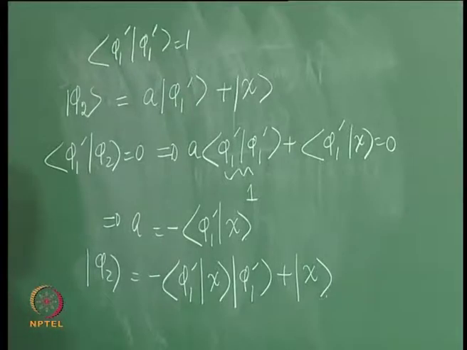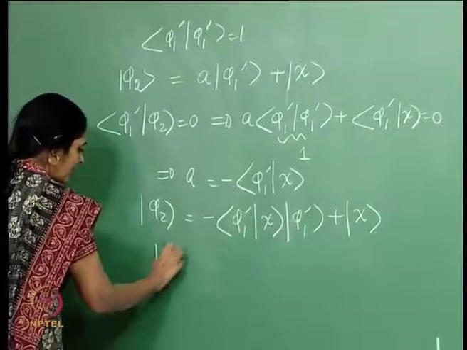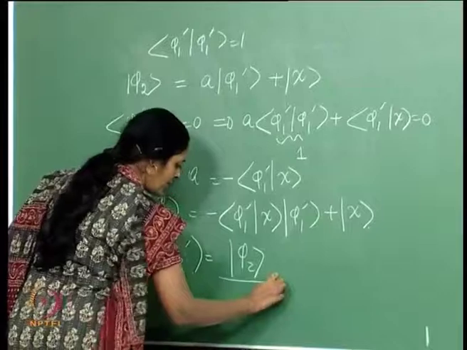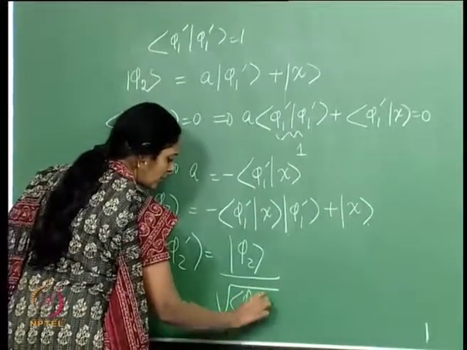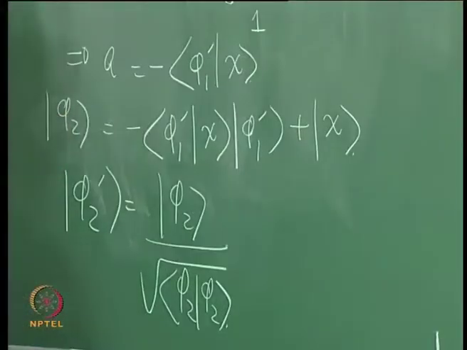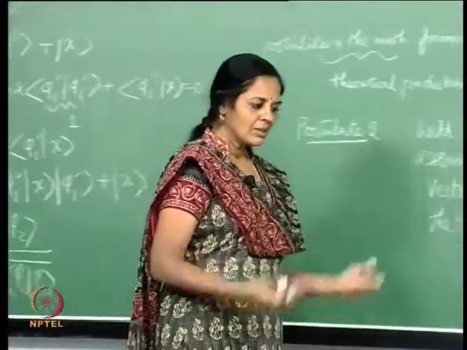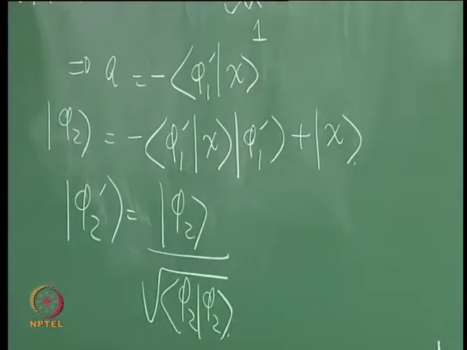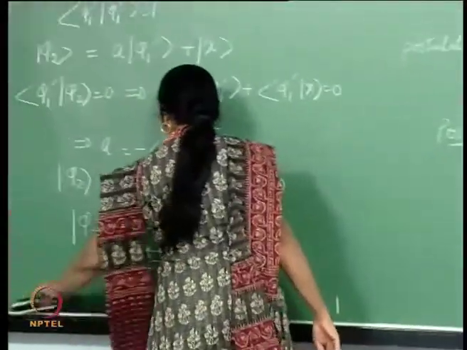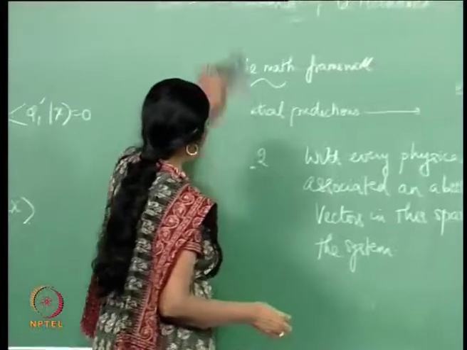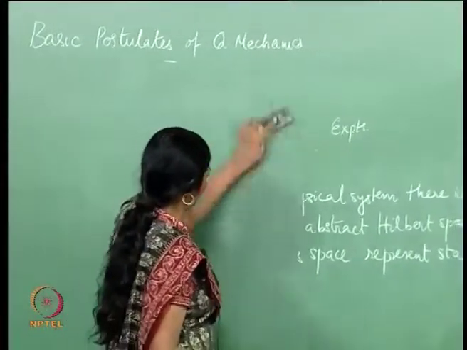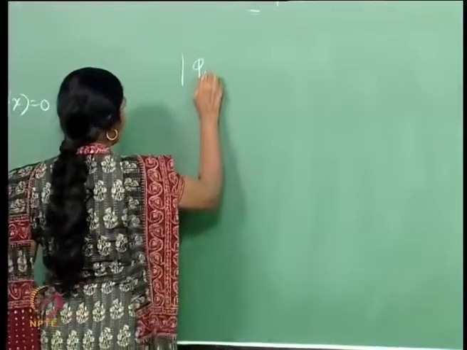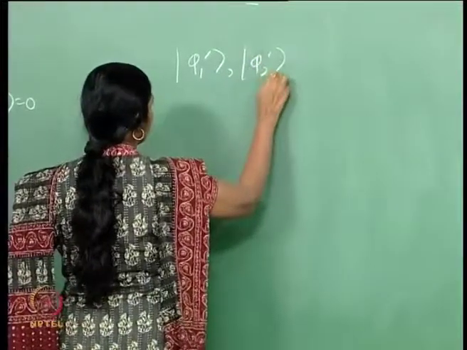Now we need to normalize phi 2 to unity, and for that, as before, I will divide phi 2 given in this fashion by the square root of the inner product of phi 2 with itself, and therefore the inner product of phi 2 prime with itself is 1. So I have normalized the new vector, which is phi 2 prime. I therefore have two vectors in this space which are normalized to 1 and which are orthogonal to each other, namely phi 1 prime and phi 2 prime.